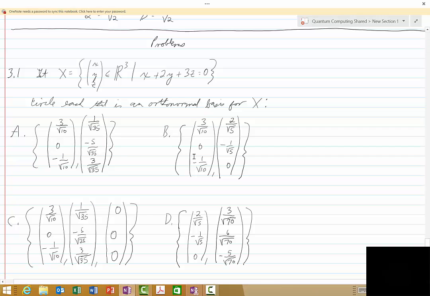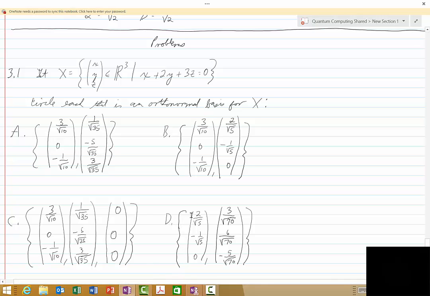So here are your choices for A, B, C, and D, and I believe all that's clear, but I'll just read it quickly. For A, the two vectors are (3 over square root of 10, 0, minus 1 over square root of 10) and (1 over square root of 35, minus 5 over the square root of 35, 3 over square root of 35). For B, it's (3 over square root of 10, 0, minus 1 over square root of 10) and (2 over square root of 5, minus 1 over square root of 5, 0). For C, it's (3 over square root of 10, 0, minus 1 over square root of 10), (1 over square root of 35, minus 5 over the square root of 35, 3 over the square root of 35), and (0, 0, 0).